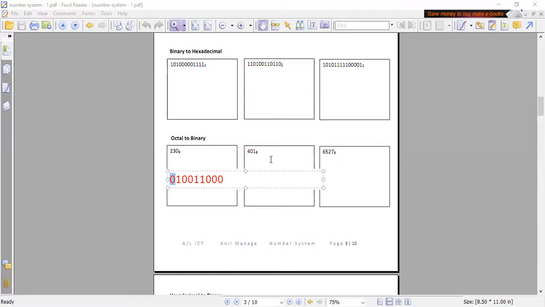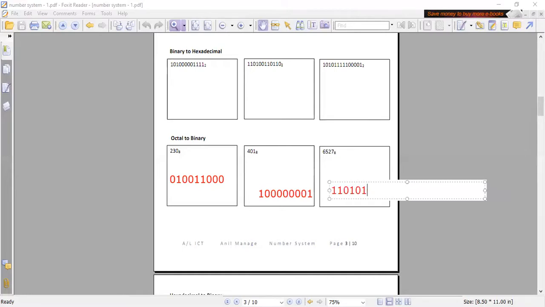Okay, right? Then we'll go to the 401. 4 you can represent with 1, 0, 0. 0 again you can represent with 0, 0, 0. Then 1 you can represent with 0, 0, 1. Put the base 2. The last one, 6 you can represent 1, 1, 0. 5 you can represent 1, 0, 1. 2 you can represent with 0, 1, 0. 7 you can represent with 1, 1, 1. So this is the value. Okay, we'll go to the other one.